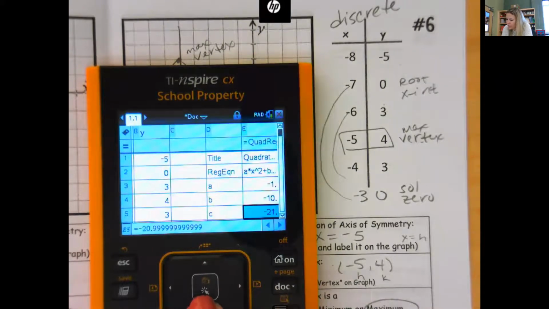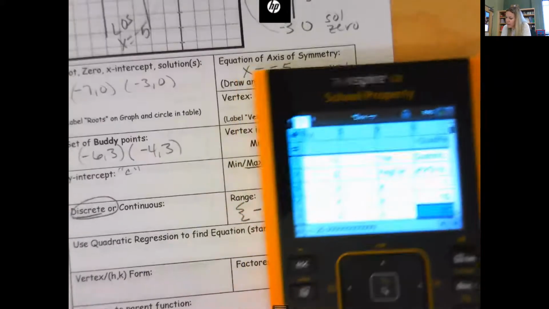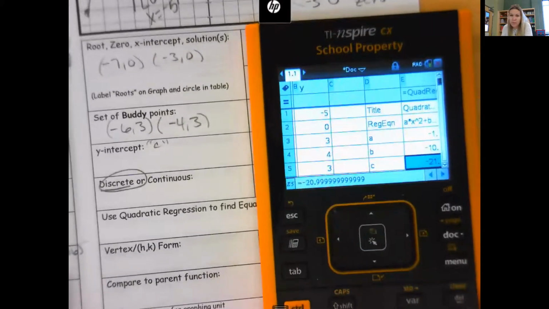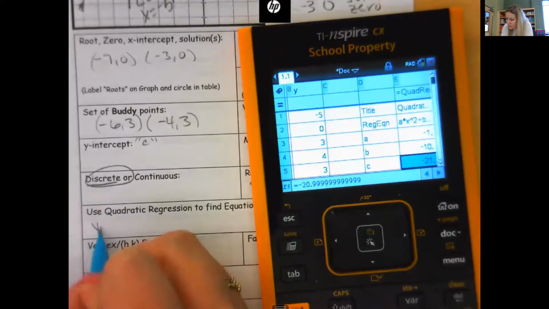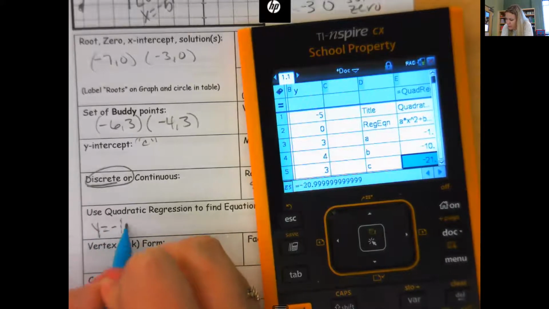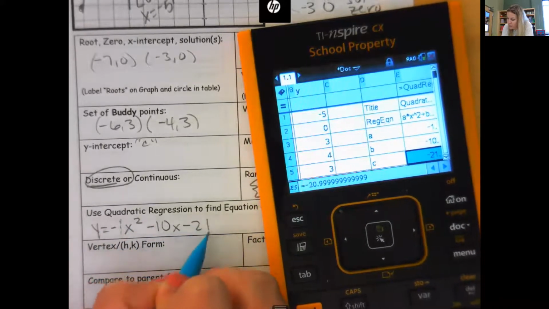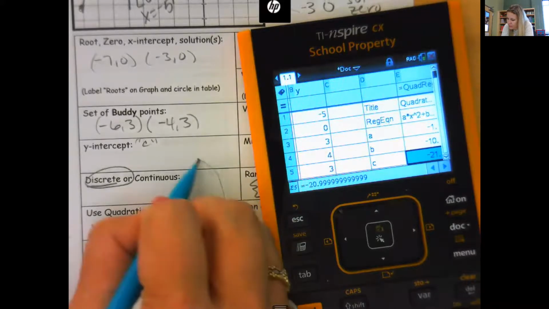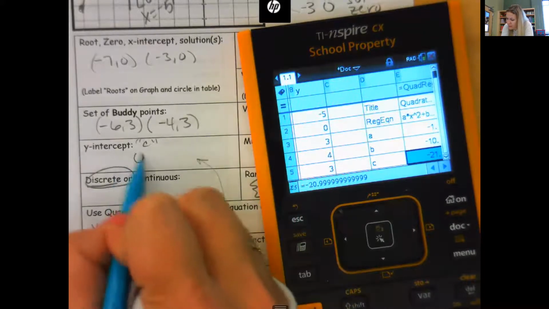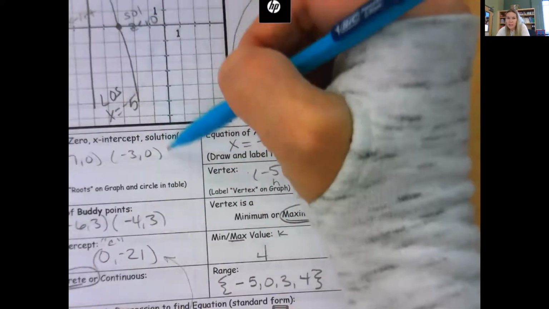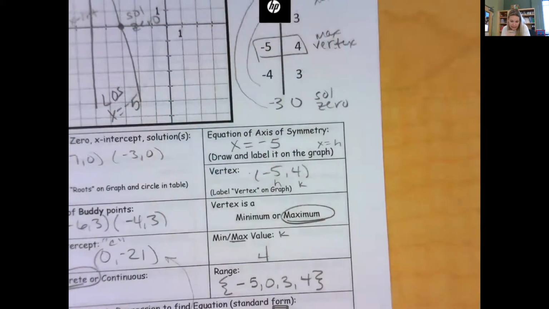Here is our information. So I can come down here and I can write y equals -1x² minus 10x minus 21. So remember c, so I can come here now, my c, 0, -21, which makes sense because if I look at my graph, it's going to go way down here to cross the x-axis.